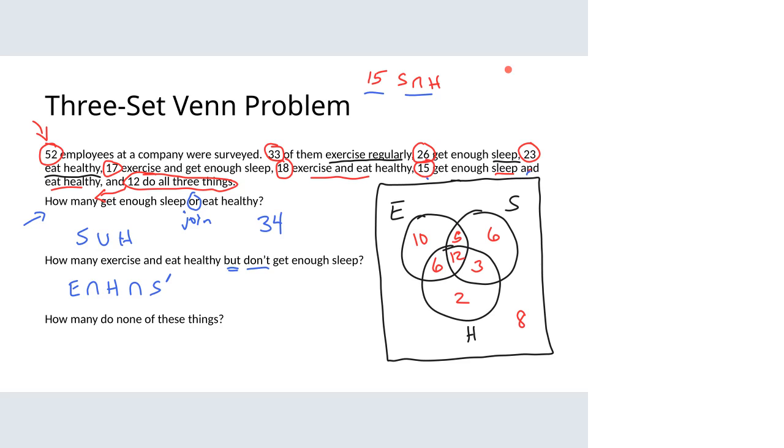All right, let's see. So the first part of this, exercise and eat healthy. Oh, wait, let me back up. Exercise and eat healthy. That's the overlap of these, right? That's the overlap of those. So that is the 6 and the 12. So we're at 18 so far, but they don't get enough sleep. So anybody that gets enough sleep, we need to throw them out. And so all we're left with is the 6 people in region 4. That's it.